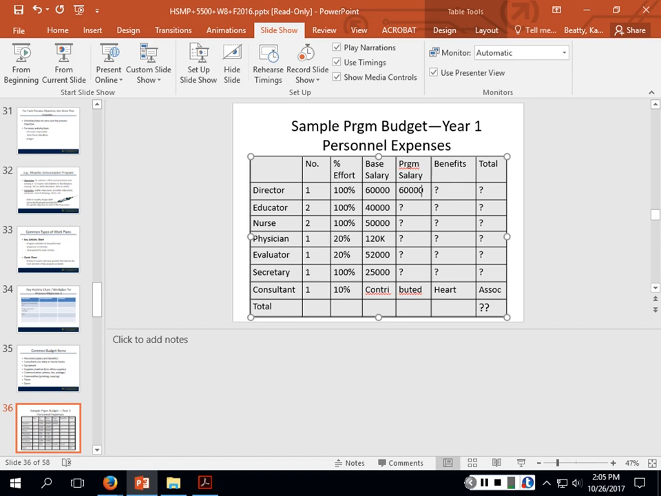Program salary for the educator? 24,000 for the two of them. No, sorry. 40,000. Oh, 80,000 for the two of them. Sorry. 80,000 for the two of them, right? 40,000 for one, 80,000 for two.